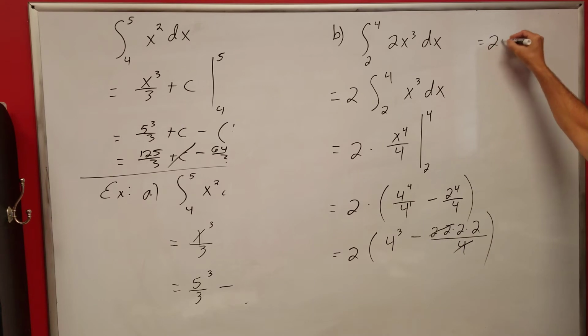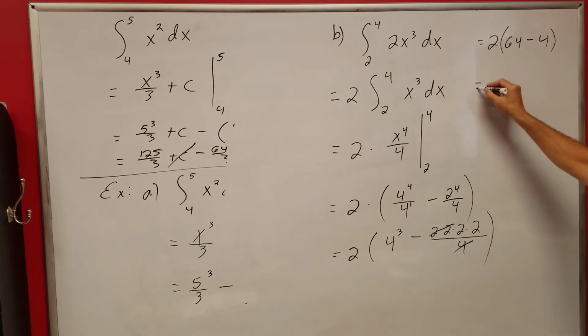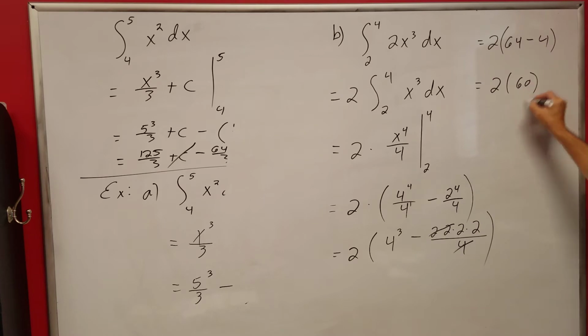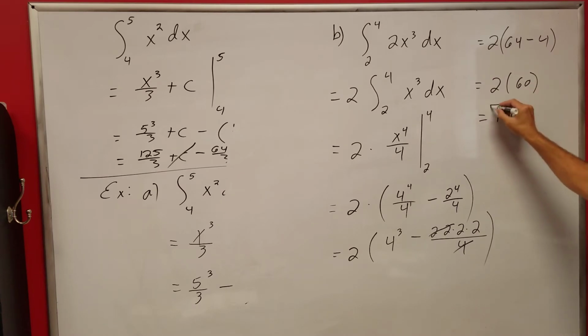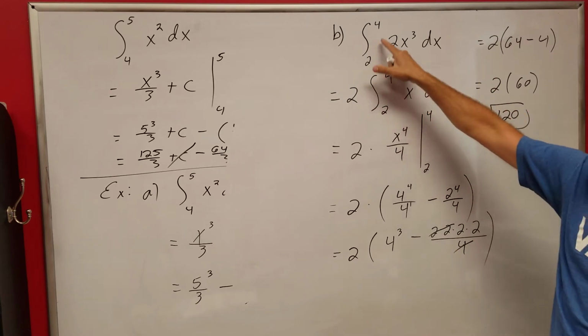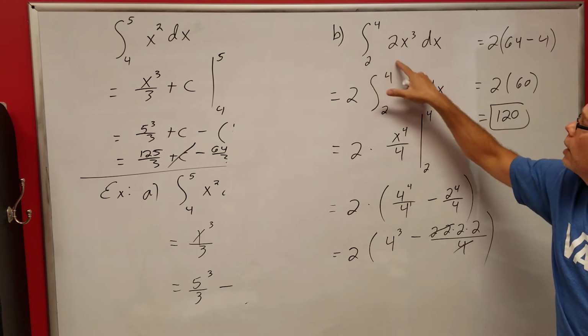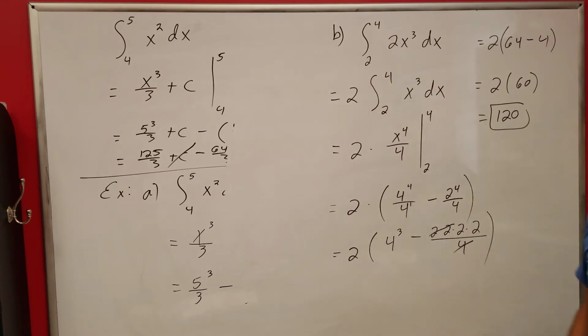So what do I have? I have 2 out front, and then I have 4 cubed, which is what? 64, minus what? 2 times 2 is 4. So what does that give me? 2 times 60, or what? 120. That's my antiderivative there, okay? Or actually, it's my integral from 2 to 4. Or I can look at this as the area under this curve right here between 2 and 4 is 120.